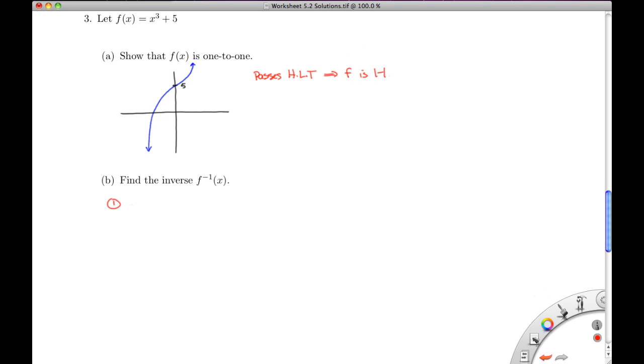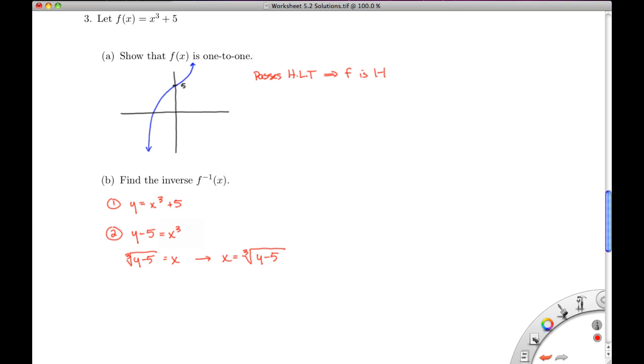So step 1, we let y equal x cubed plus 5. And now we go on to step 2. And in step 2, we want to solve this for x. So our first step is let's go ahead and subtract 5 from both sides. So we get y minus 5 is equal to x cubed. Now we could go ahead and take the cube root of both sides. So we take the cube root of y minus 5 is equal to the cube root of x cubed, which is just x. So we get that x is equal to the cube root of y minus 5.